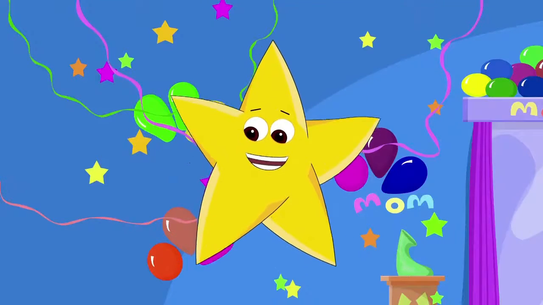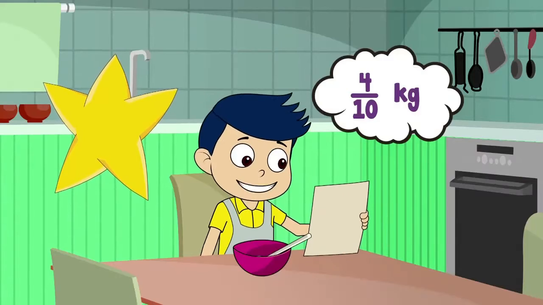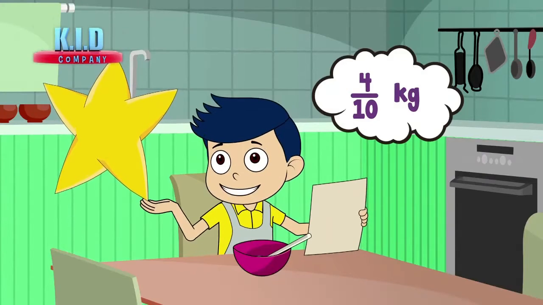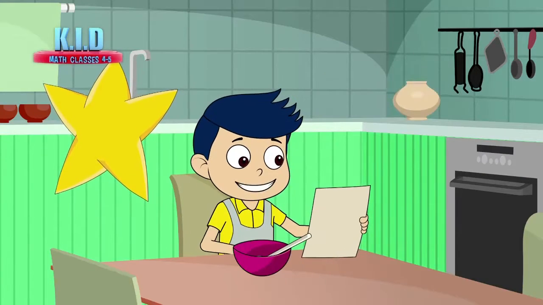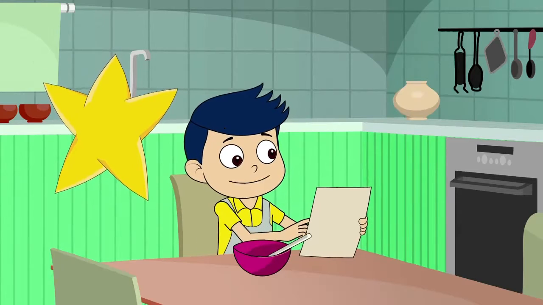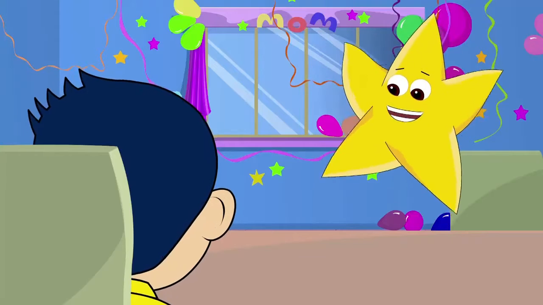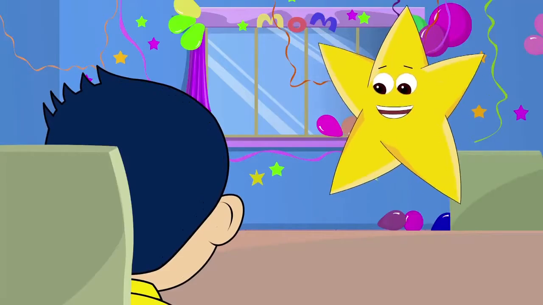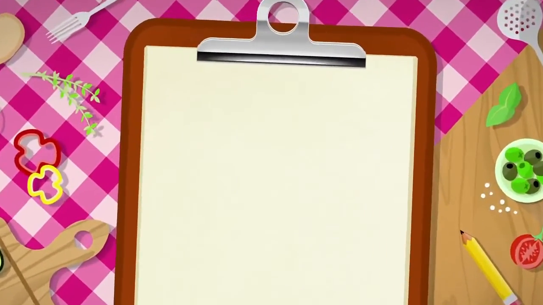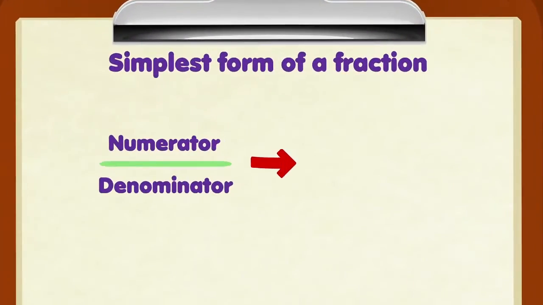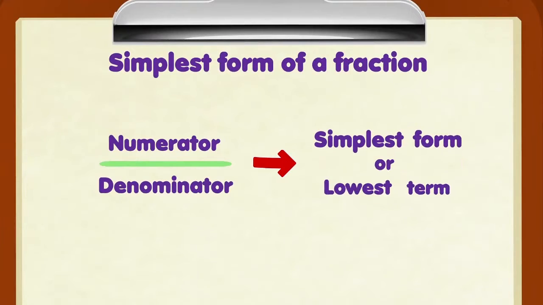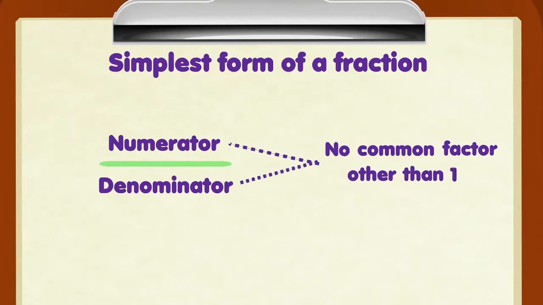So what is next? Well, 4/10 kg of sugar. So we make 10 equal parts of 1 kg of sugar and we need to put 4 parts into the mold. Correct, but we can simplify this fraction further. Here, I will show you how it is done. A fraction is said to be in its simplest form or lowest terms if the numerator and denominator have no common factor other than 1.